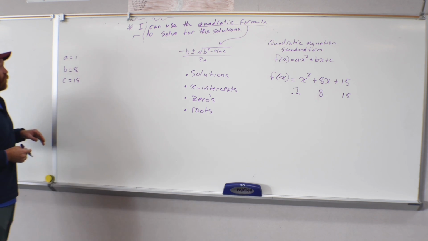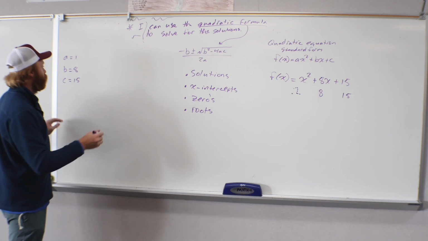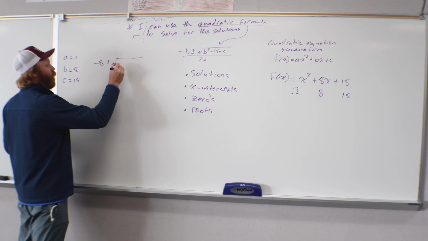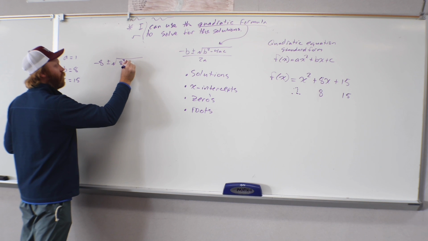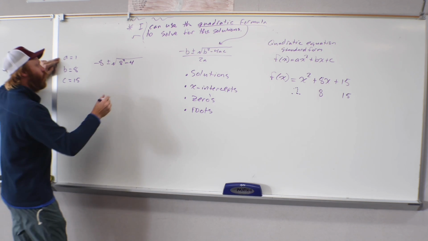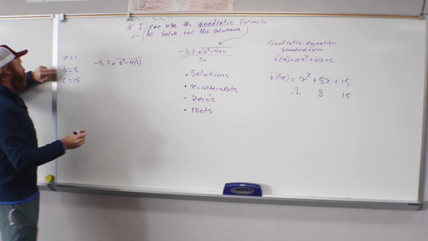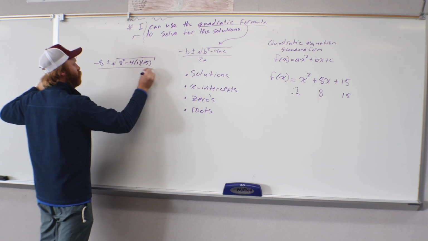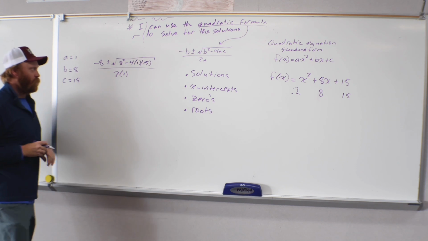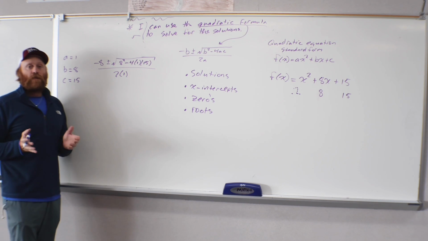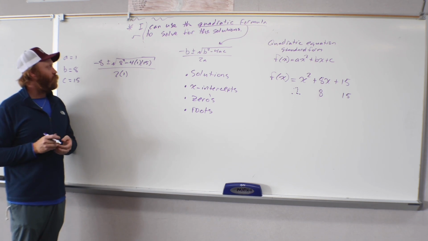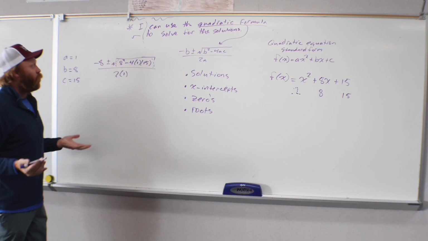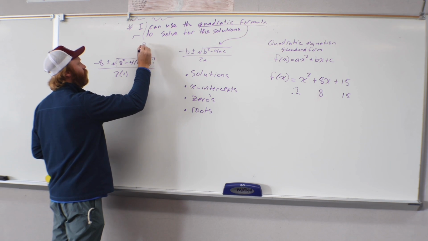All right, now let's get started. Negative b, or the opposite of b, so we're going to have negative 8 plus or minus the square root of b squared, so 8 squared, minus 4 times a, which is 1, and c, which is 15. That's all going to be over 2a, and a is 1 in this case. Now again, as a teacher, one of my jobs is to show you where the invisible parentheses are, and right here is where they are. Once we know that, the rest of the problem is simply following PEMDAS.